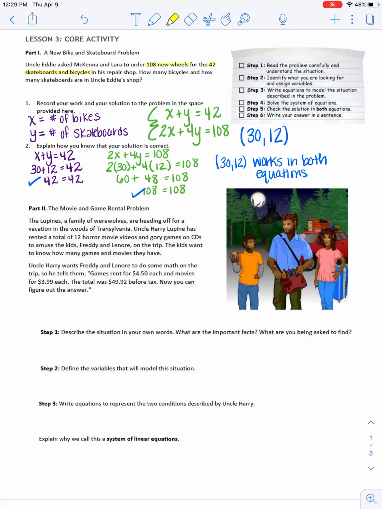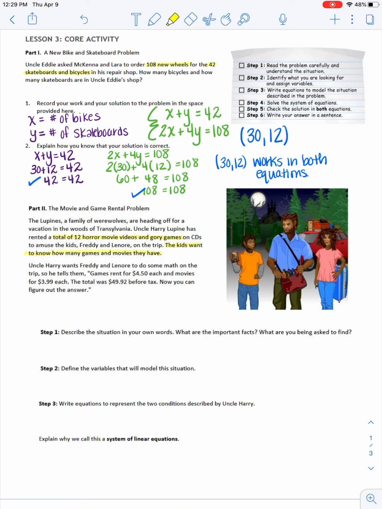So the Lupines family of werewolves are heading off for vacation in the woods of Transylvania. Uncle Harry Lupine has rented a total of 12 horror movies and gory games on CDs to amuse the kids, Freddie and Lenore, on the trip. They want to know how many games and movies they have.